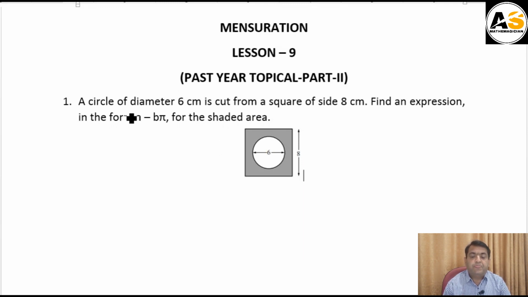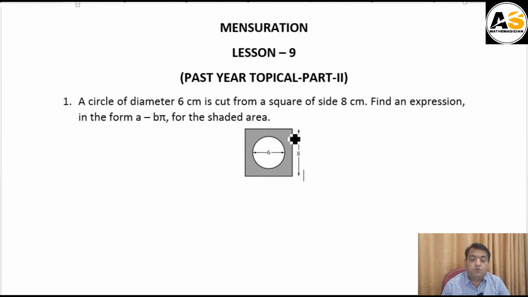Question number 1. A circle of diameter 6 centimeter is cut from a square of side 8 centimeter. We have to find an expression in the form a minus b pi for the shaded area. So how will we calculate the shaded area over here? It will be area of square minus area of this circle.